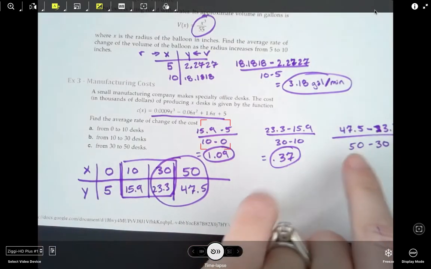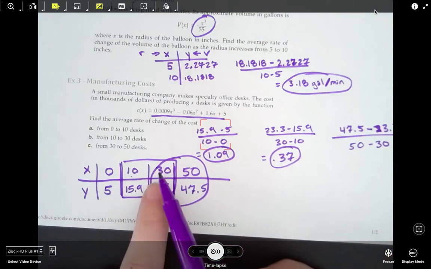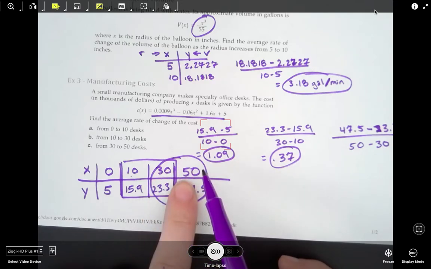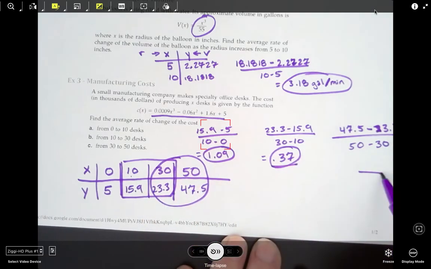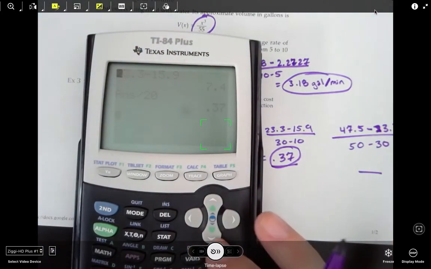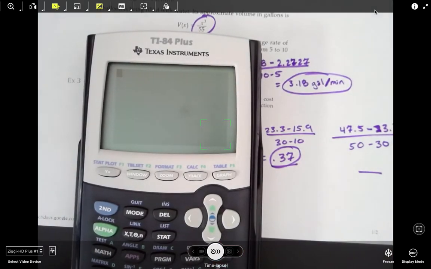Okay, now notice that from 10 to 30 desks is the same increase as from 30 to 50 desks. But I'm guessing that these two numbers are not going to be the same because it's not a linear function. It's not going to be up 0.3 or 0.37 every time. So 47.5 minus 23.3 divided by 20.